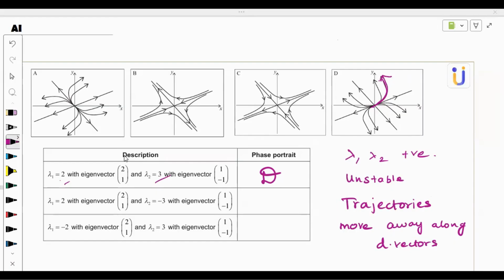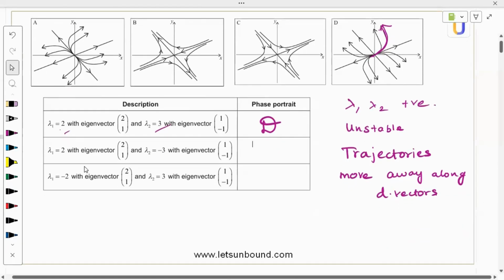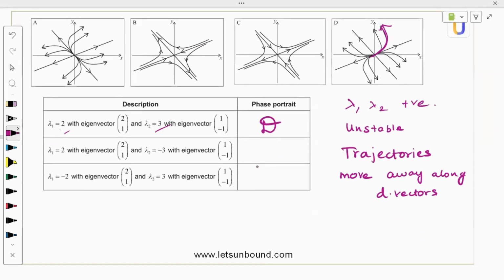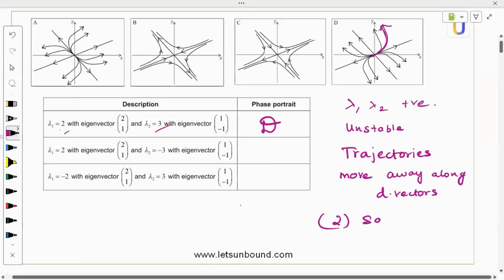Then moving to the next part. Second description: lambda 1 is 2 and lambda 2 is negative 3. In this case, one is positive and the other is negative. Correct? So it is called a saddle point. For the second, it's going to be a saddle point.